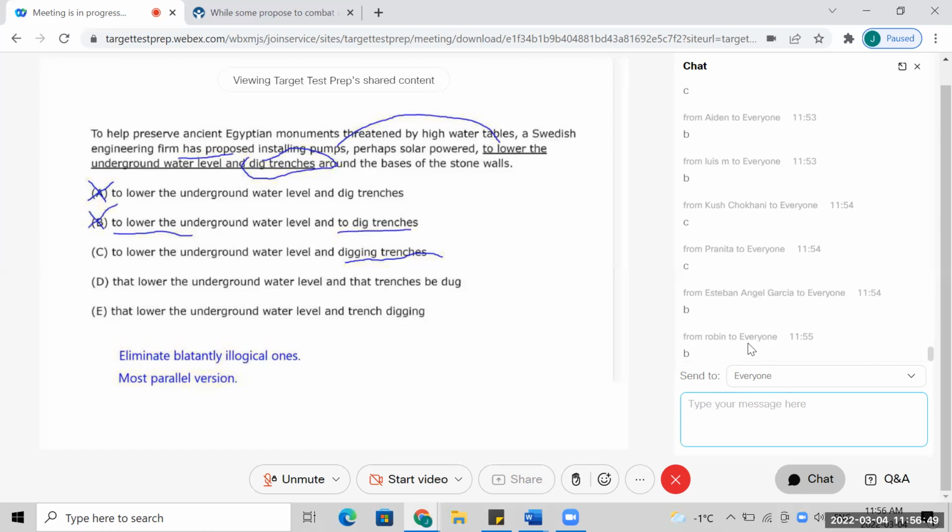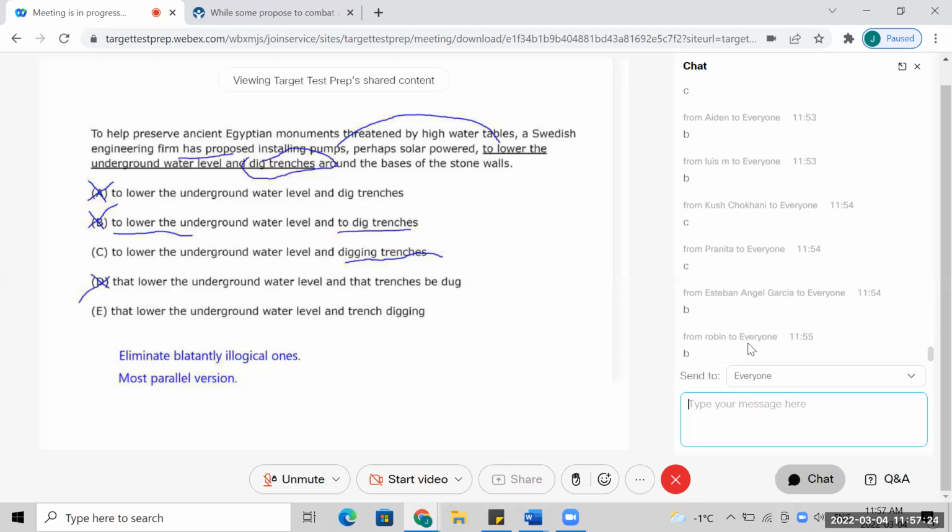Okay, so what do we do with D and E? Well, here's our rule. We've gotten rid of the blatantly illogical ones. Now we need the most parallel version. "Has proposed installing pumps, perhaps solar power, that lower the underground water level and that trenches be dug." So here's the deal. We have "proposed installing" and "proposed that trenches be dug," right? And here we have "proposed installing" and "proposed digging trenches." Clearly, this is the more parallel one. So I'm going to get rid of D and say that C is better.